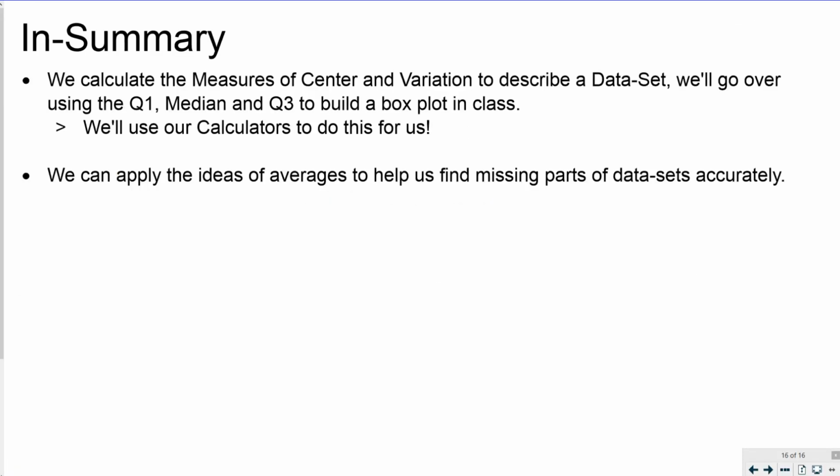And that's it, guys. For this one, I'm really sorry this is a long video, but there's a lot to go over here. We calculate the measures of center and variation to describe data sets, and we're going to go over using that to build a box plot, the Q1, median, Q3 stuff, in class as well. Mainly, most of this work is done on our calculators. We're going to apply these ideas of averages to help find missing parts of data sets accurately. And it's going to be a lot of calculator work on this one. So hopefully you got some good ideas with the screen grabs.